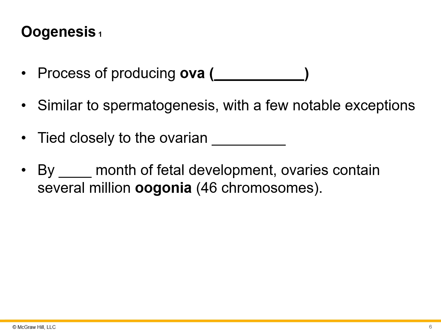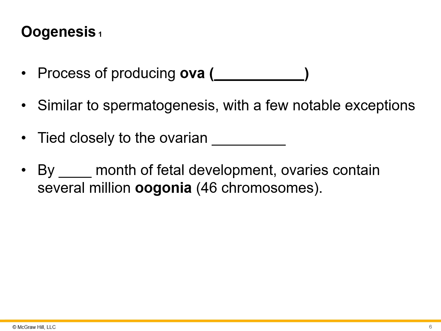So oogenesis, similar to spermatogenesis, is going to be the process of producing ova, which is a mature egg. So ova is going to be plural for eggs, and then singular, you'll hear it called an ovum. So like I said, this is going to be similar to spermatogenesis, but with just a few exceptions. Oogenesis is tied very closely to the ovarian cycle, which we'll talk about towards the end of this lecture. And then by the 5th month of fetal development, the ovaries are going to contain several million oogonia with 46 chromosomes. So these are going to be what eventually develops into the oocytes.